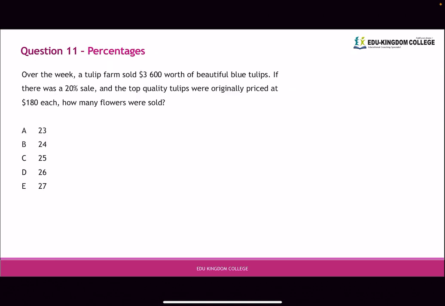Now, final question, I believe. Over the week, Tulip Farm sold $3,600 worth of tulips. They're on a 20% sale, and tulips are originally priced at $180. So if they're on a 20% sale, how much are they each worth? That is going to be 80%. So what is that? 18 times 8. So 180 divided by 10 times 8, which is 80%. And that's going to be 144. So 144, and that's what we're trying to divide 3,600 by.